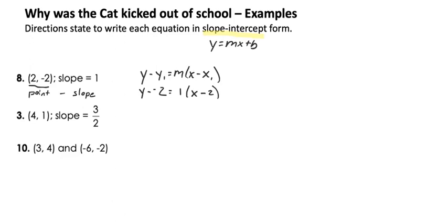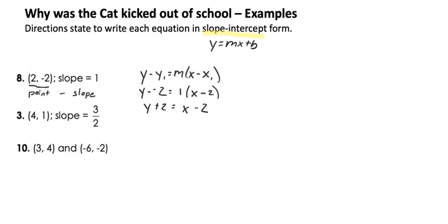I start on the left, I have y minus a -2, so that would just be y plus 2 equals. Now on this side I would distribute, so I have 1 times x, which is 1x, and I have 1 times -2, which is -2. Now I need to get the y by itself. Remember, I got to get to y equals mx plus b.